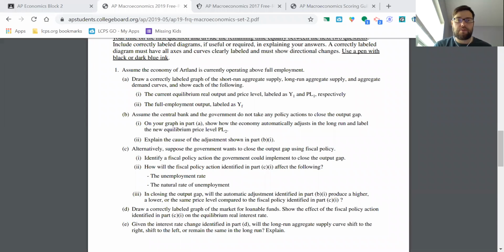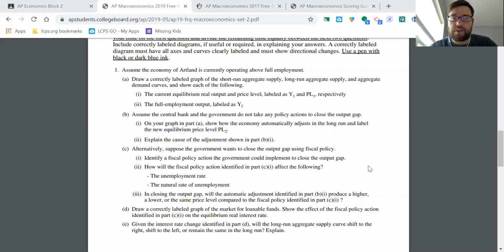Let's take a look at the 2019 macro question number 1, and this is from set number 2. All right, here we go. So assume the economy of Artland is currently operating above full employment.